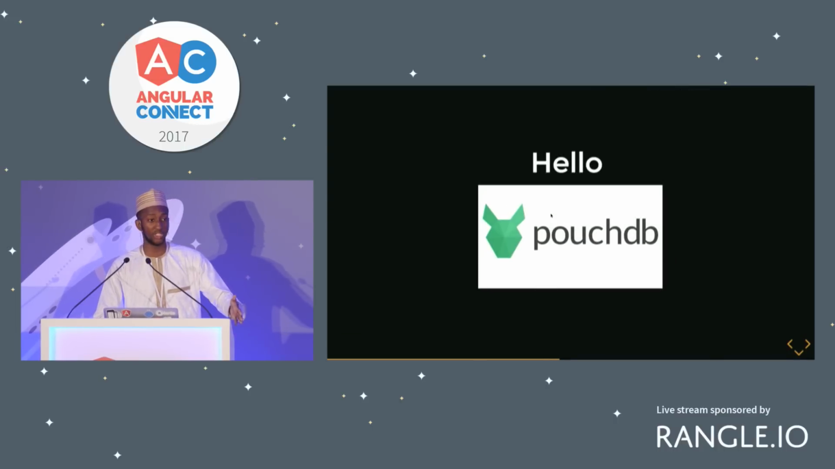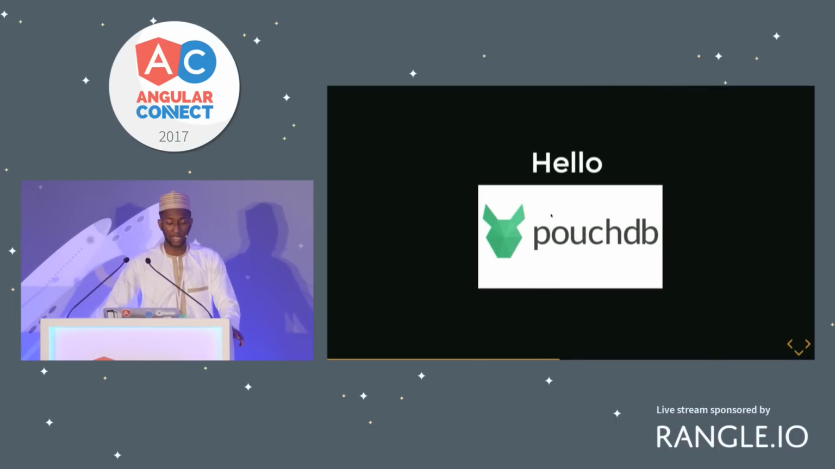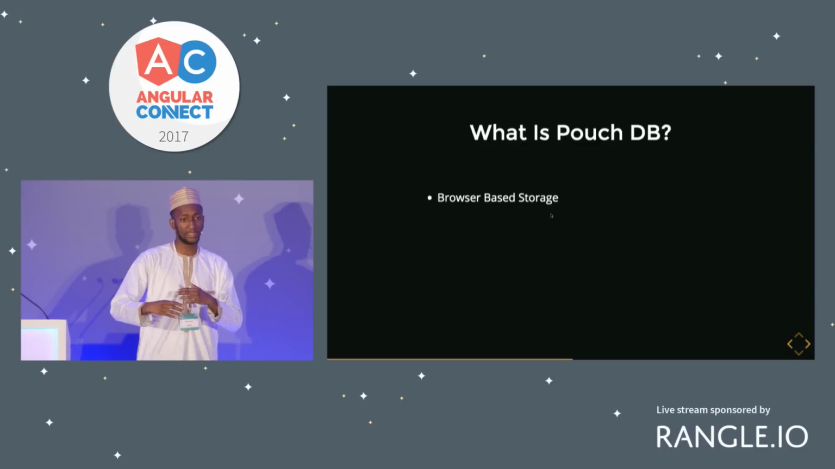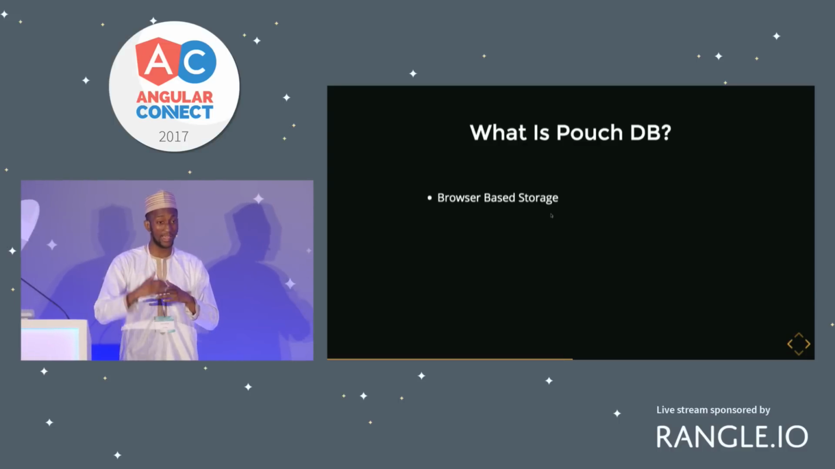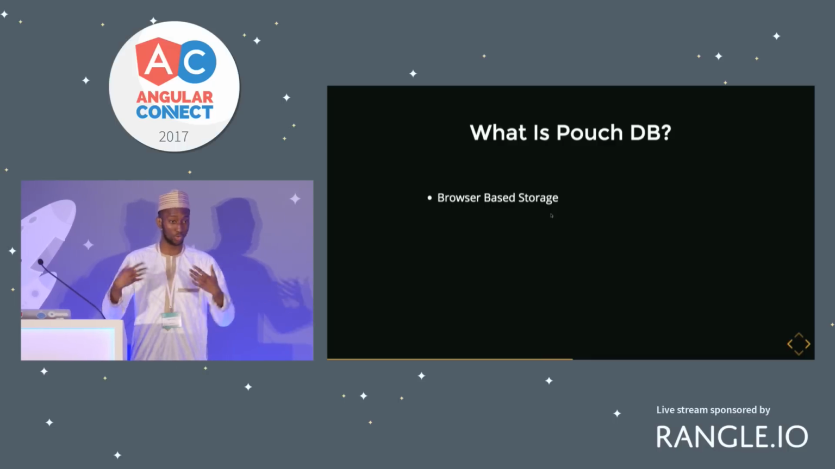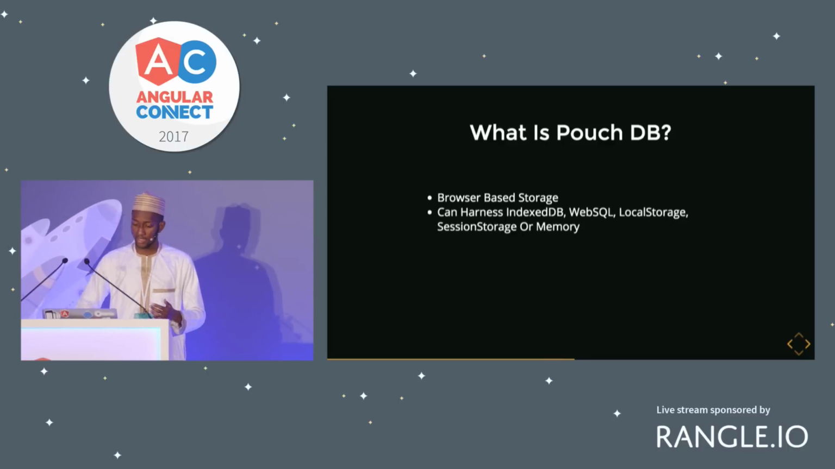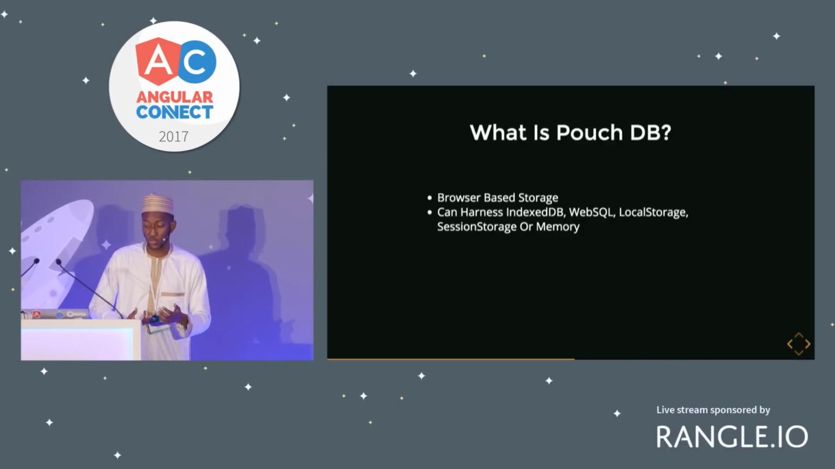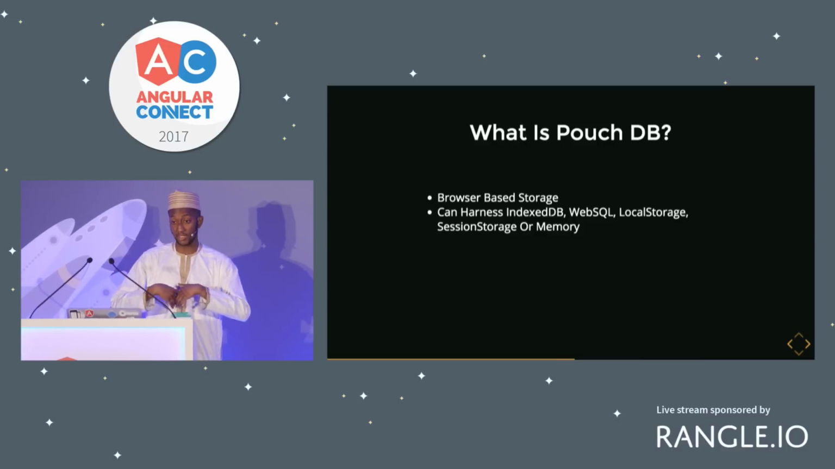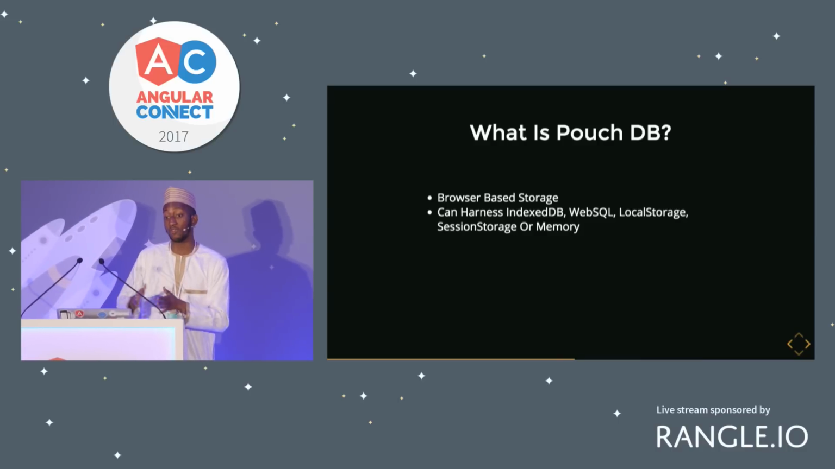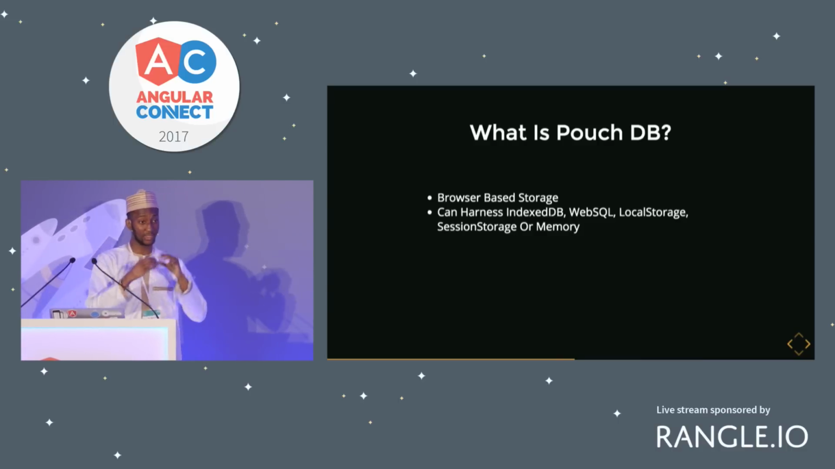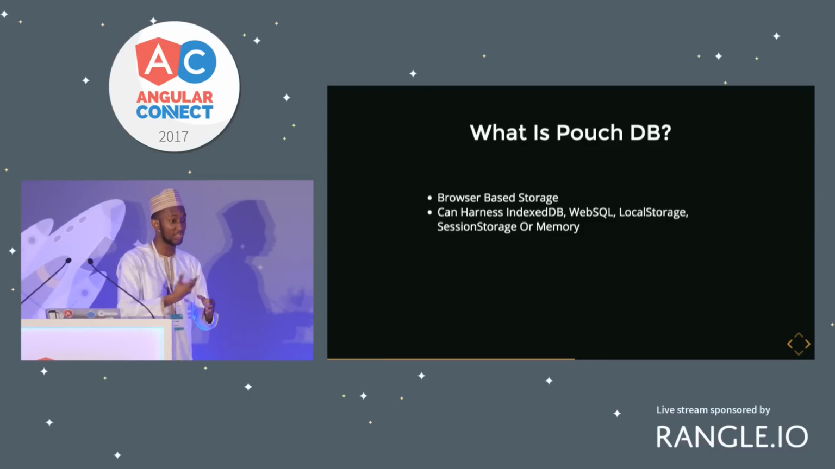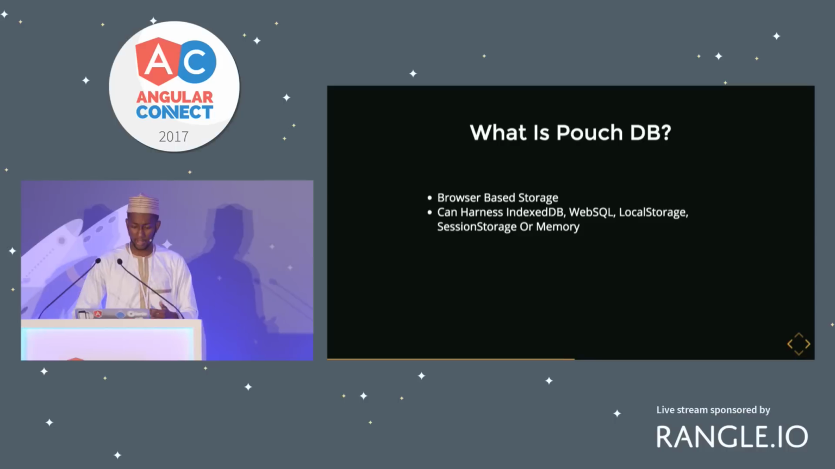So we used PouchDB. Now, what is PouchDB? PouchDB is basically a front-end technology that sits on the client side. It's a browser-based storage system. You can configure it to harness IndexedDB, WebSQL, local storage, and session storage, depending on your use case, or even in memory. So it sits on the client side and creates a client-side database that you transact with via JSON, and you just work with that.